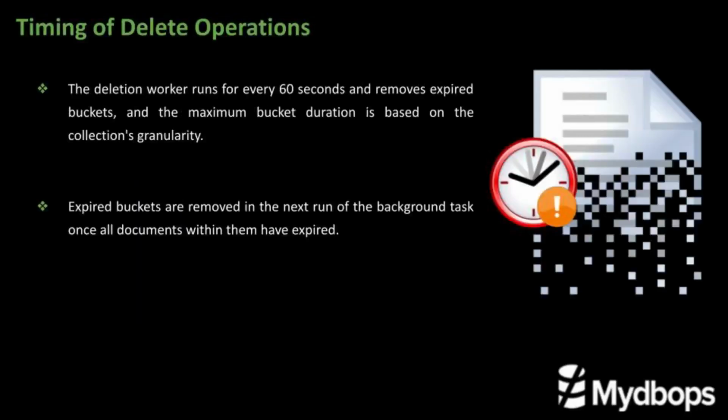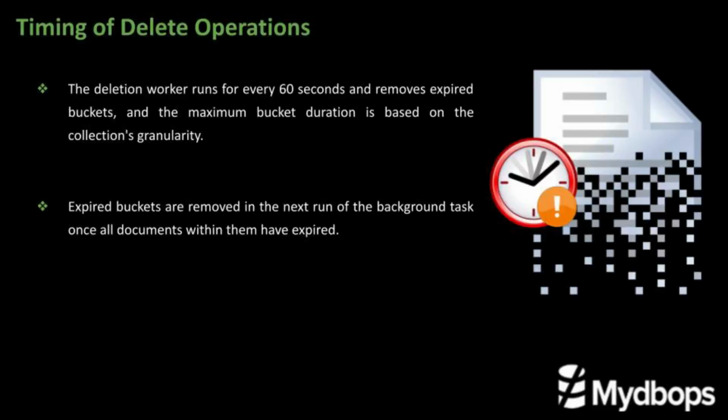As of now, we have seen the expireAfterSeconds parameter and how to create the collection along with it. Let me tell you how it internally works. Once you have enabled this expireAfterSeconds parameter, there is a deletion worker which runs internally in the background once every 60 seconds. The main role of this deletion worker is to find the documents which satisfy the expiration threshold and move all the documents into a single bucket. All the documents in the bucket will be removed in one run, and the bucket itself will be removed in the next run.